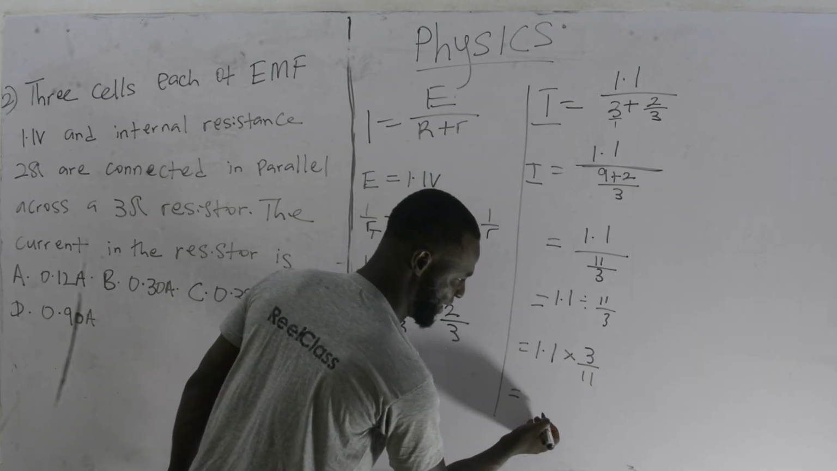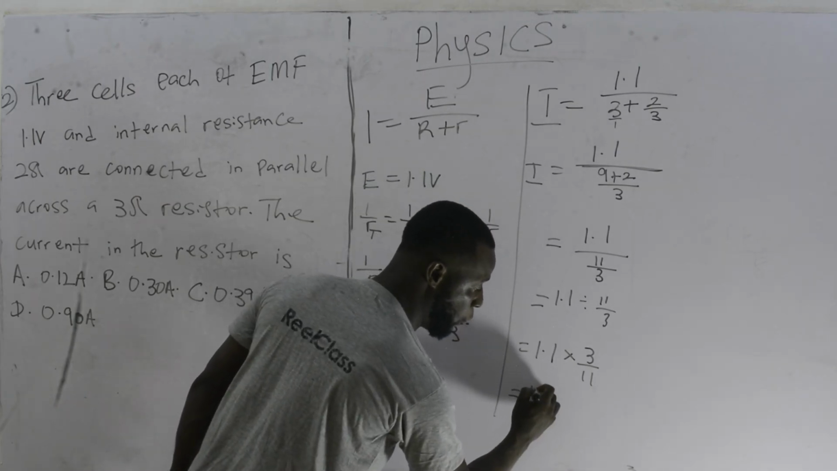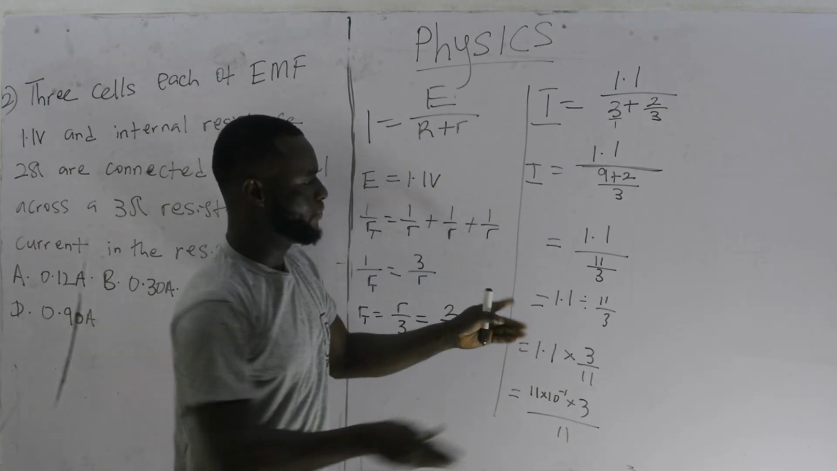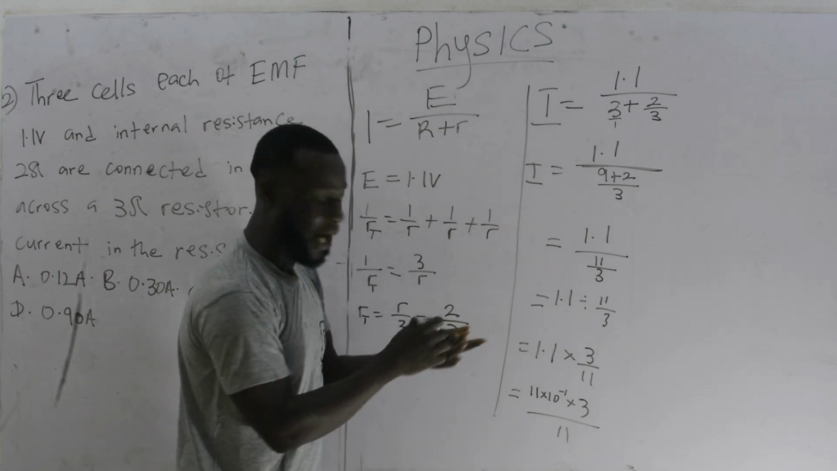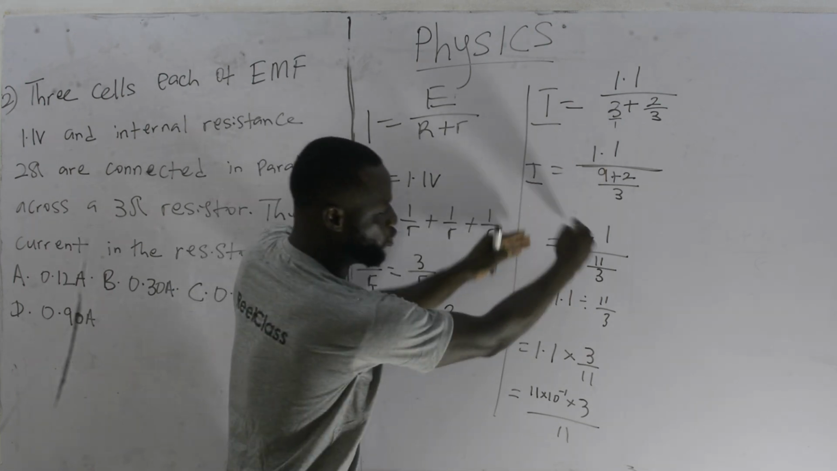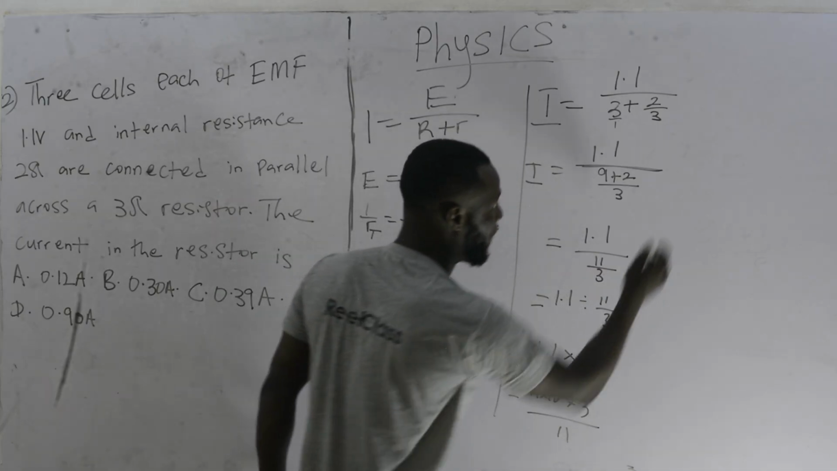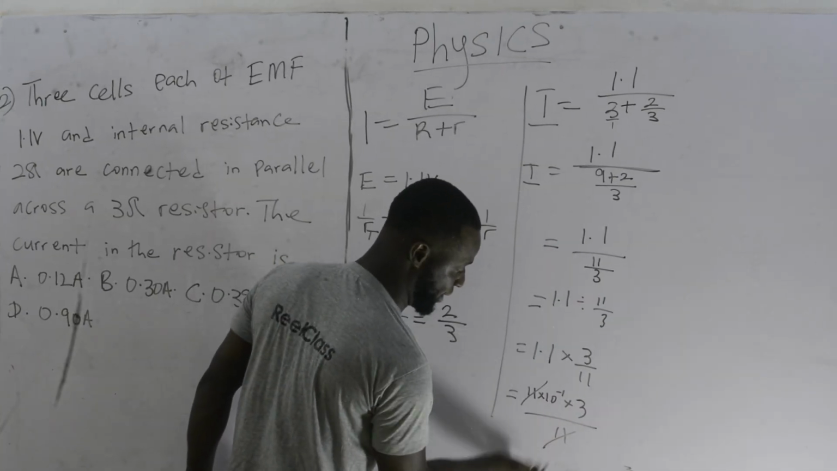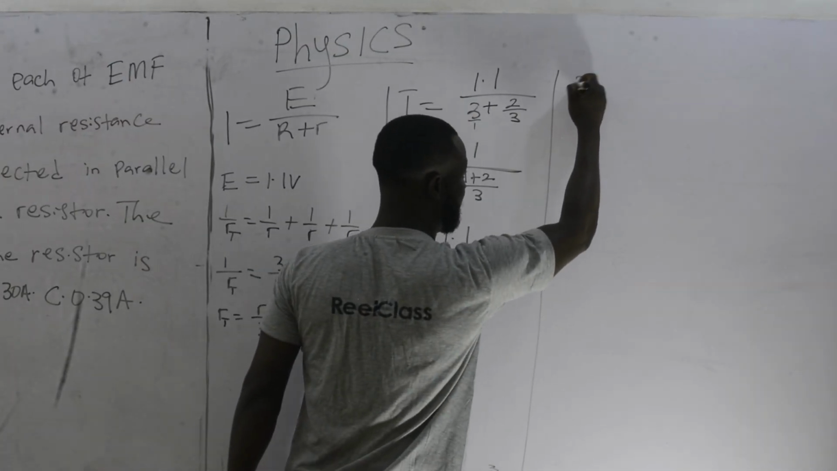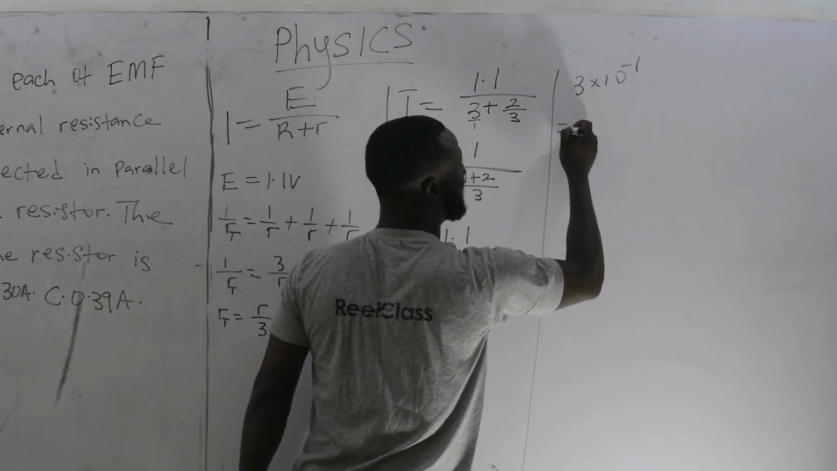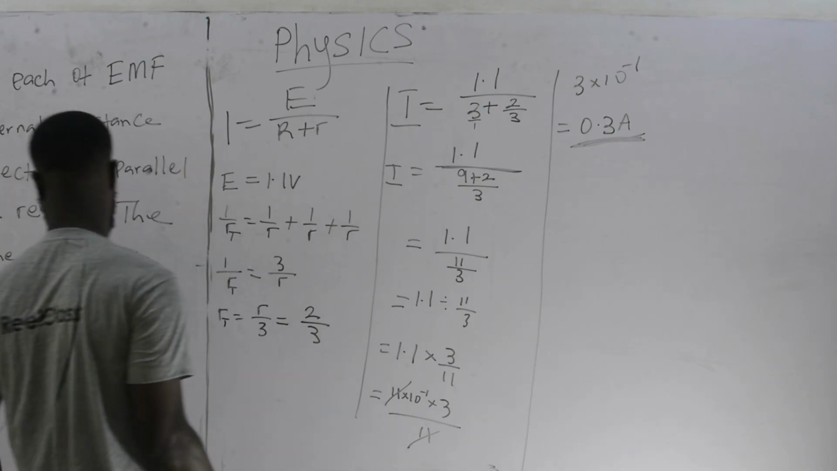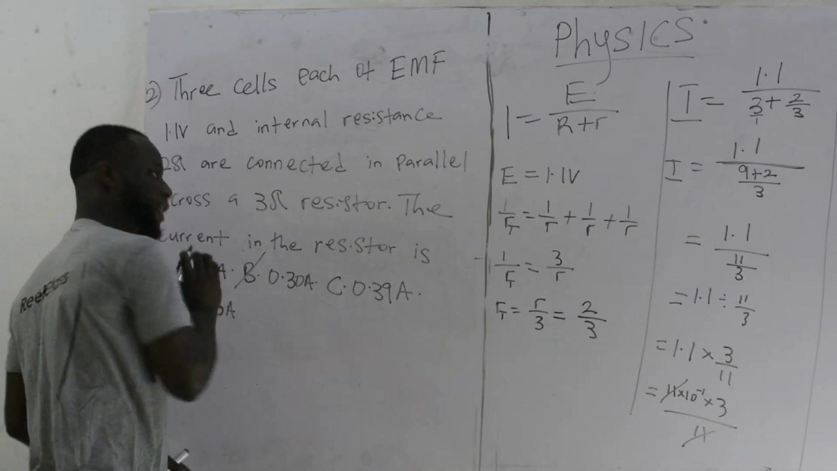Well, this is the same thing as saying 1 times 10 raised to the power minus 1 times 3 over 11. These are just simple algebra, and I'm doing it without a calculator. You can easily use your calculator and you get your answer straight. So this shouldn't confuse you. Then from here, the 11 cancels, and I'm going to have 3 times 10 raised to the power minus 1, which is simply 0.3 amperes as my current. 0.3 amperes, which is option B.